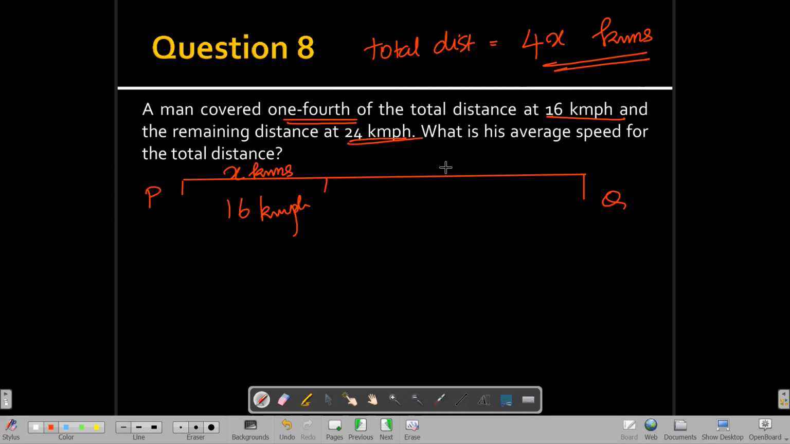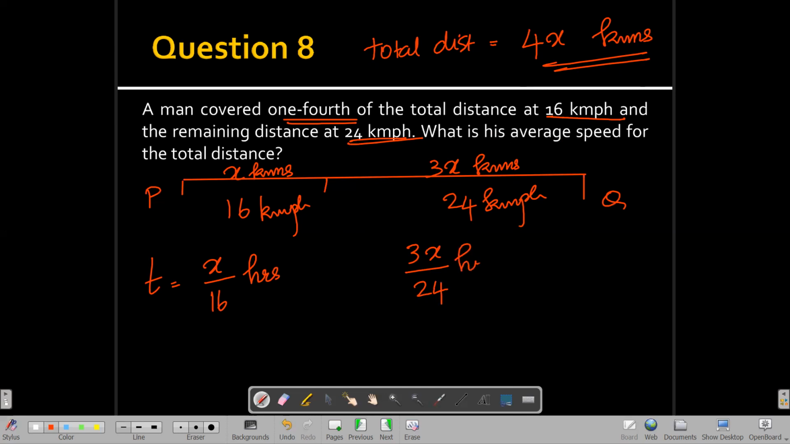The remaining distance is nothing but 3x kilometers. It is covered at the rate of 24 kilometers per hour. So x kilometers is covered at the rate of 16 kilometers per hour. Time is equal to distance by speed, that is x upon 16 hours. And here again time is distance by speed, that is 3x upon 24 hours.